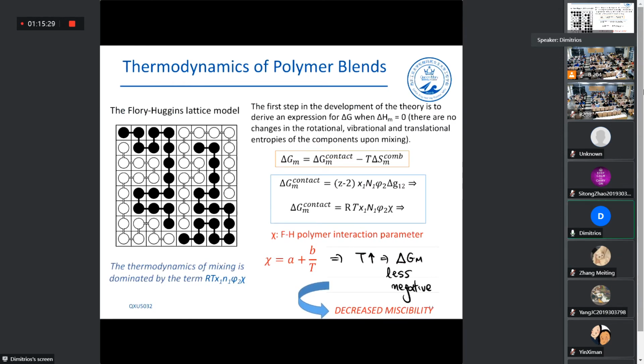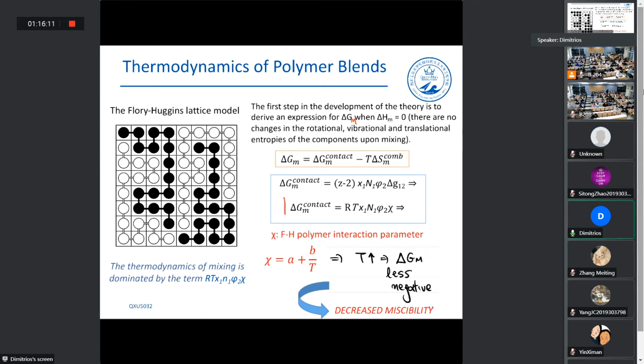So, in order to develop this theory, Flory and Huggins try to derive an expression for delta G M, the Gibbs free energy of mixing, when we have no enthalpy changes. So there are no changes in rotational, vibrational, and translational entropies of the components upon mixing. And I don't want you to remember these equations because they are derived essentially from the mixing of polymer with solvent.